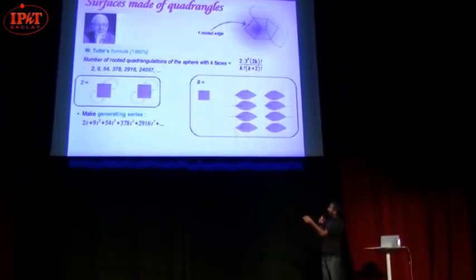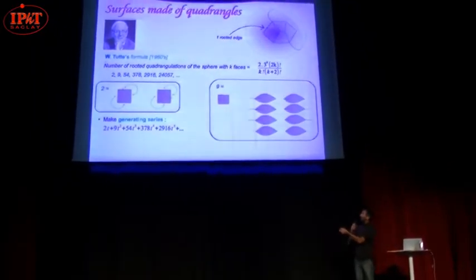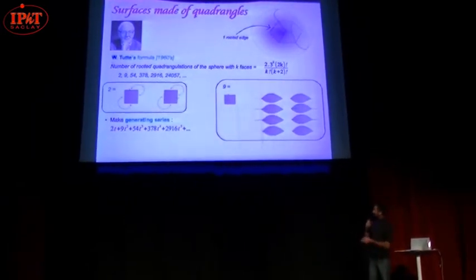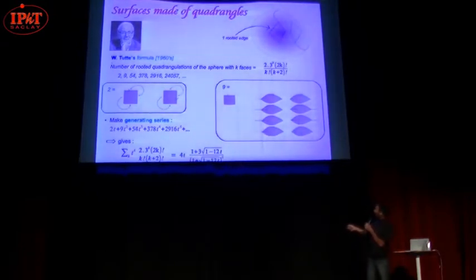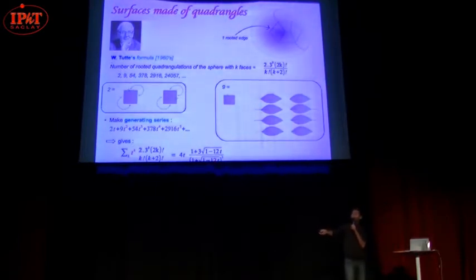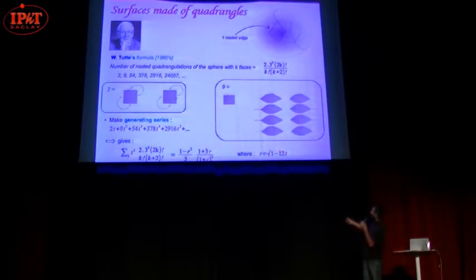Now, out of these numbers, you can make a generating series, 2t plus 9t squared and so on. This is a series which happens to be the Taylor expansion of that function, which you cannot see on that board. You can see it on the other side. So this is a function of t. And let me replace this square root of 1 minus 12t by this variable r. So in the variable r, this series is rational.